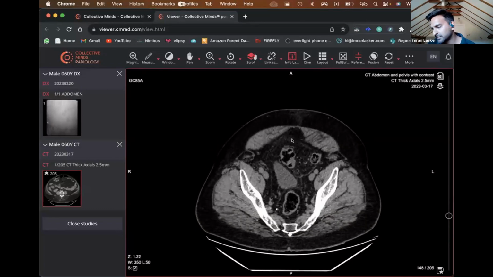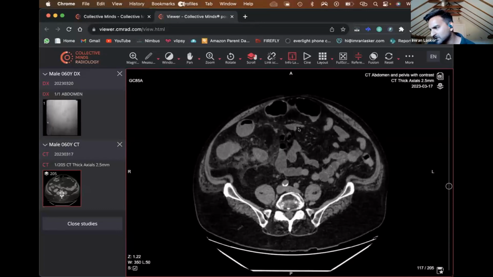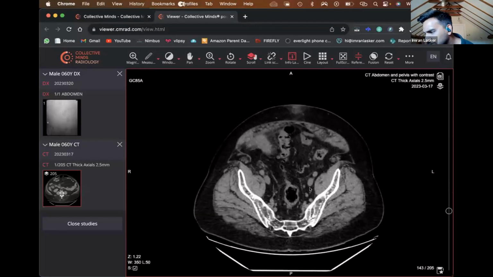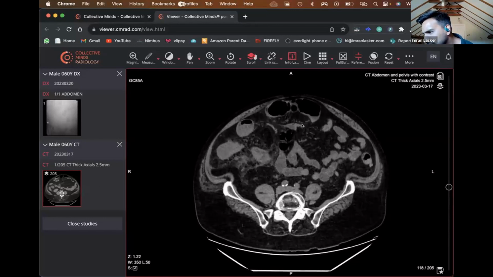We can see the bowel goes that way. My mouse is still on the bowel. Oh, it's difficult to follow this one. Does it go back on itself? I'm going back on myself. Let's see where we are.